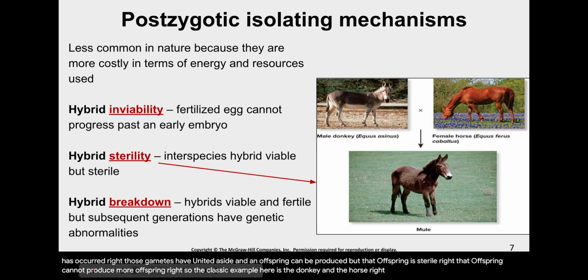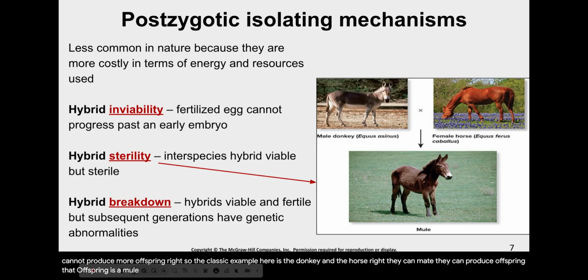They can mate, they can produce offspring. That offspring is a mule, but mules are sterile. Mules cannot produce offspring.